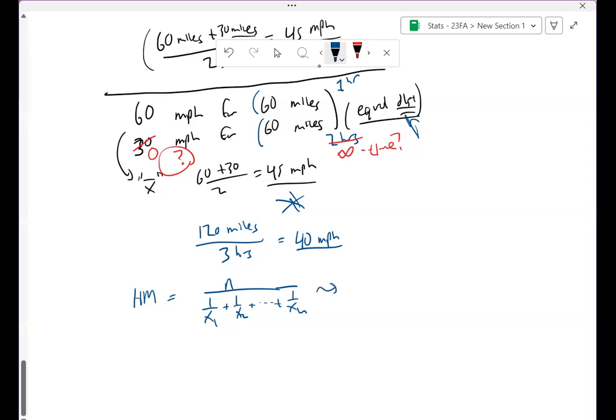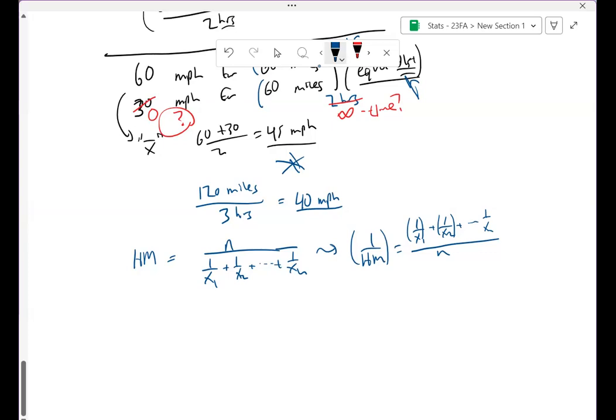Or another way to look at it is that 1 over the harmonic mean is the average of the 1 over the data. So 1 over the harmonic mean is the average of the 1 over data points. Feels similar to the geometric mean, right? Where the log of the geometric mean is the average of the logged data. Here, 1 over the harmonic mean is the average of 1 over the data.